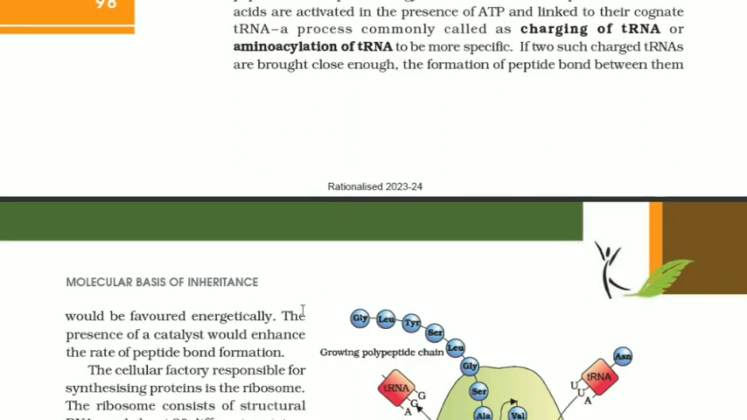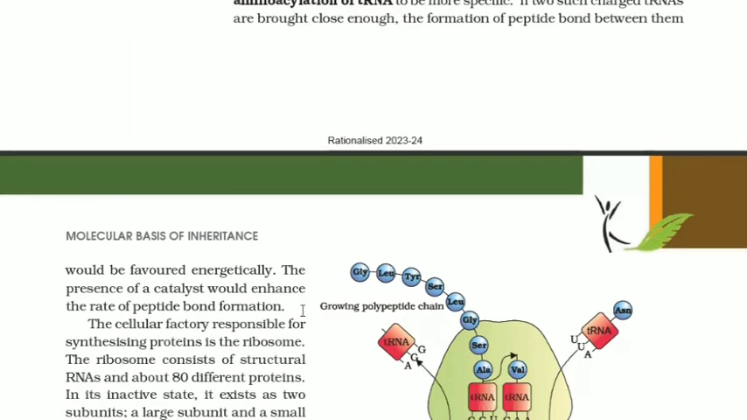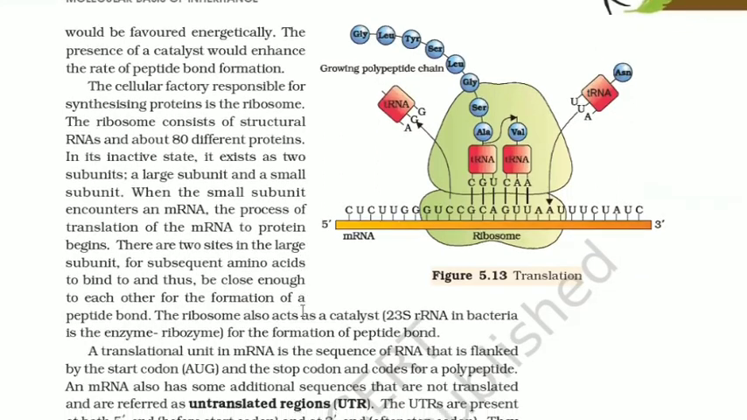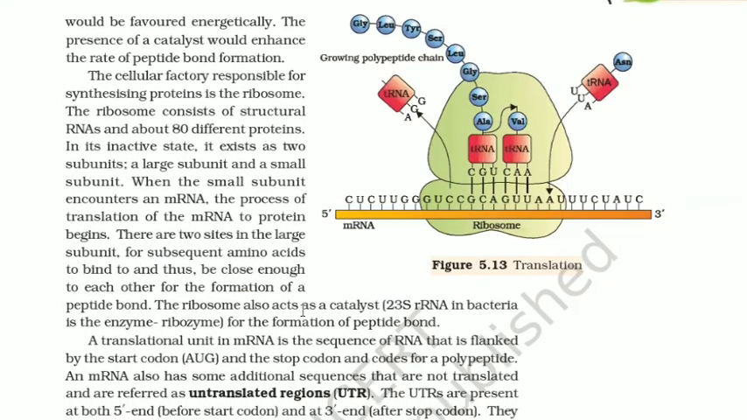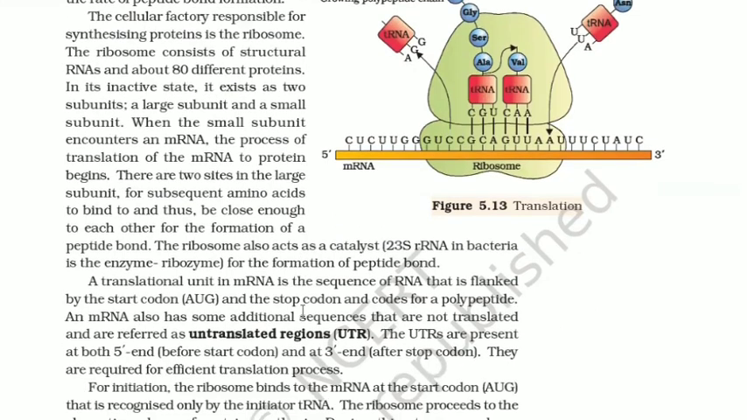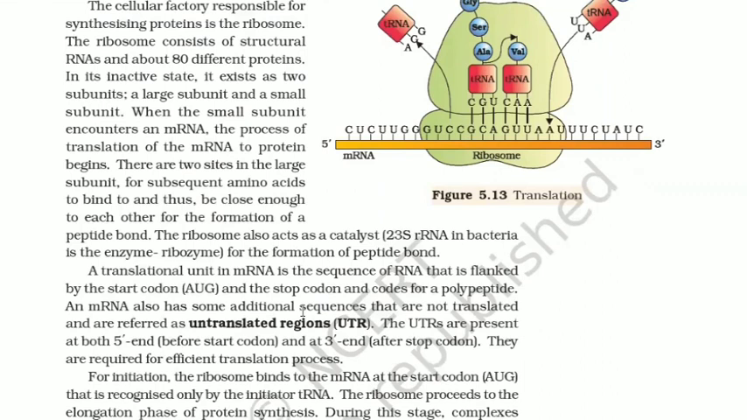If two such charged tRNAs are brought close enough, the formation of a peptide bond between them would be favored energetically. The presence of a catalyst would enhance the rate of peptide bond formation. The cellular factory responsible for synthesizing proteins is the ribosome. The ribosome consists of structural RNAs and about 80 different proteins. In its inactive state, it exists as two subunits, a large subunit and a small subunit. When the small subunit encounters an mRNA, the process of translation of the mRNA to protein begins.